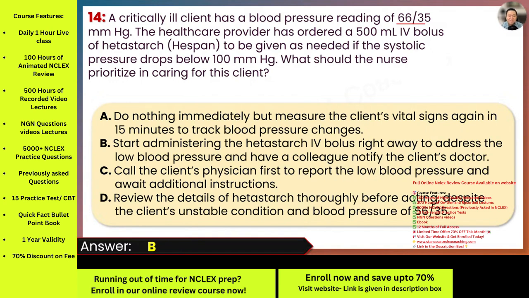Now, you also have to apply the act first, notify later rule. So when you have a PRN or a standing order for a life-threatening situation, you have to implement it immediately. And you can call the physician after the patient is stabilized. Or better yet, if you have somebody to call the medical provider, you can also delegate that task.